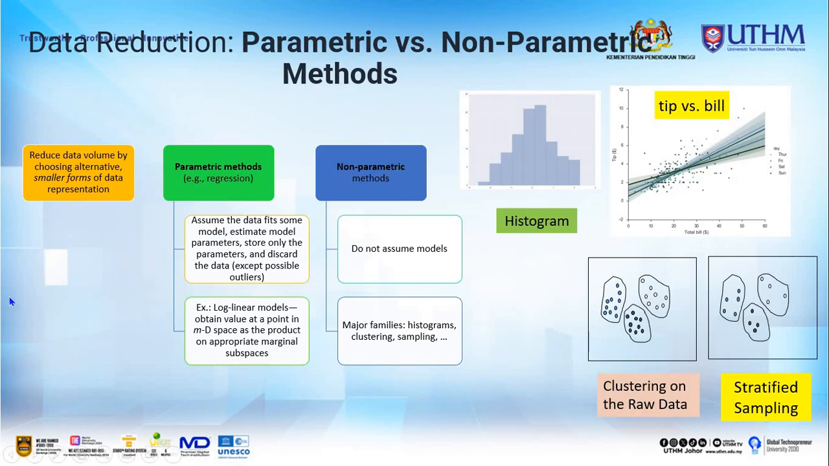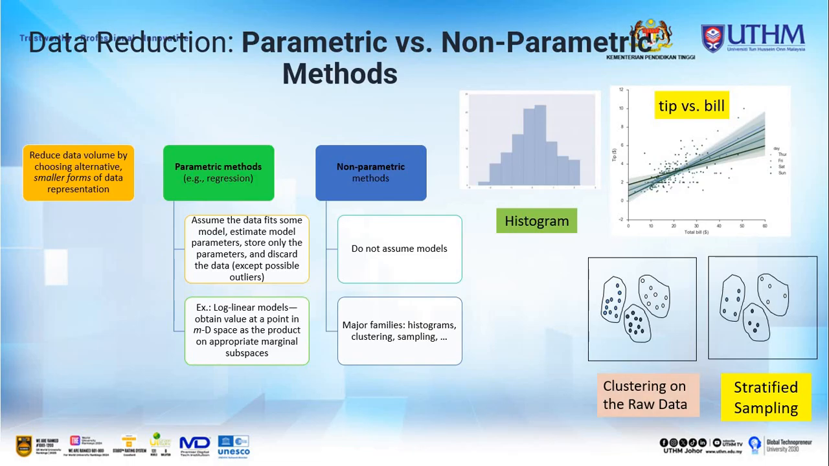Let's look into it a bit deeper. The key characteristics of parametric methods: they assume a specific model. Parametric methods assume that the data follows a particular statistical model, for example linear or exponential. They also estimate the model parameters. Instead of storing the entire data set, only the estimated parameters are retained. So these are the characteristics of the parametric method.